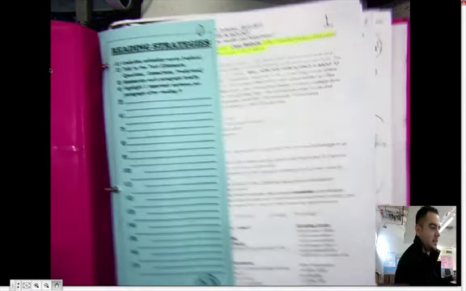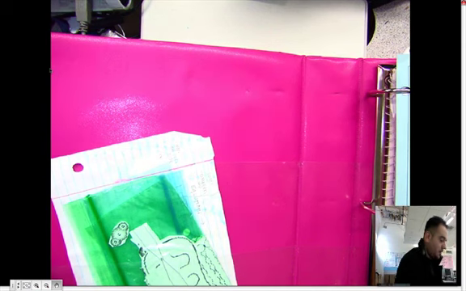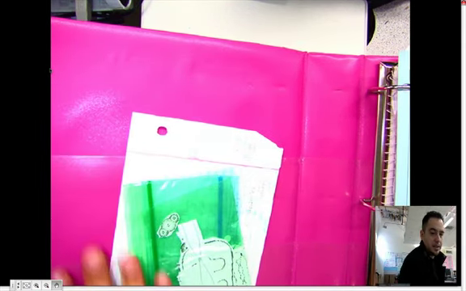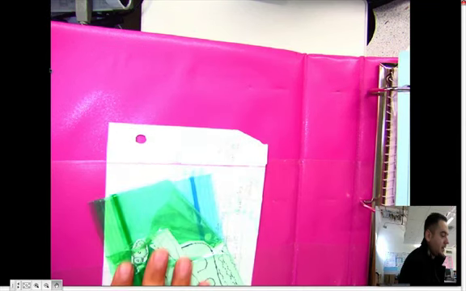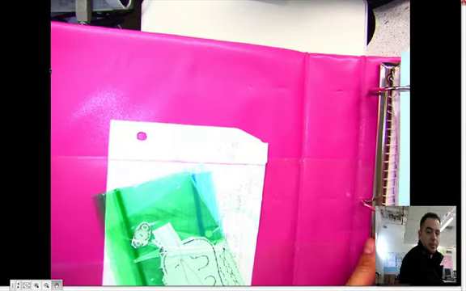And here we go. What should you have in the pockets? Pretty much only things like cutouts, maybe your passwords, things that are not really inside the binder. Anything that I've given you as a worksheet should not be in here. It should be in the rings. So let's talk about that.